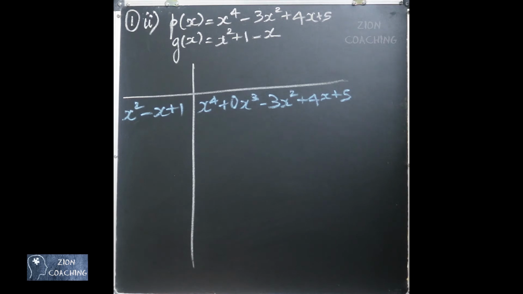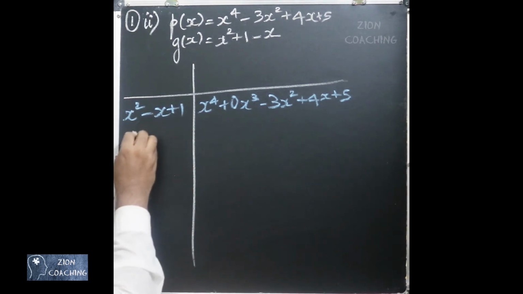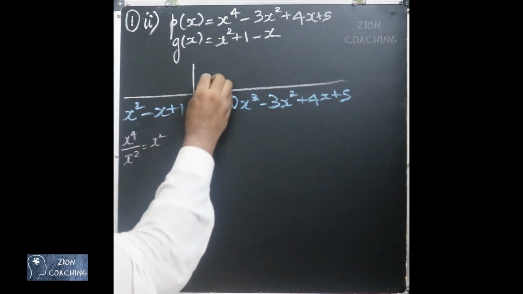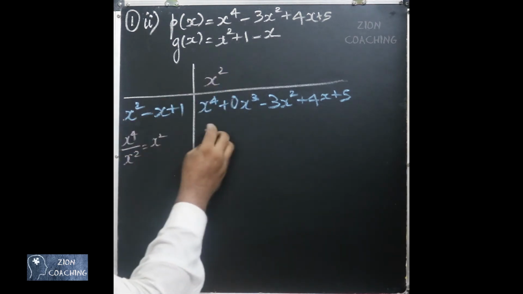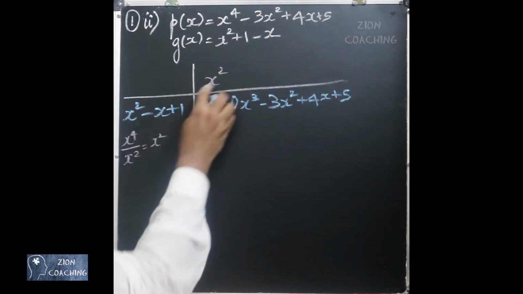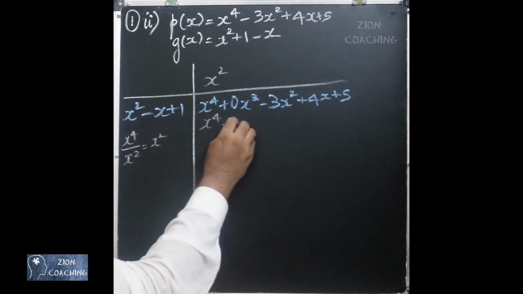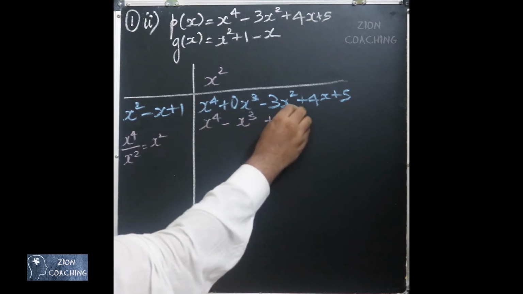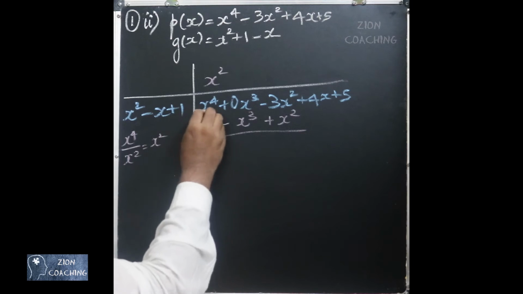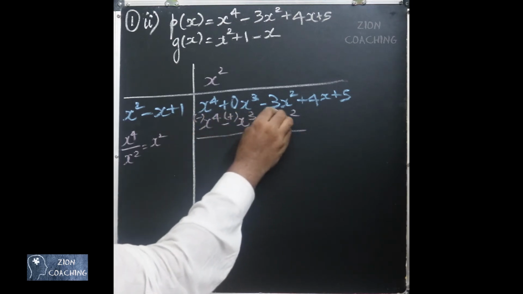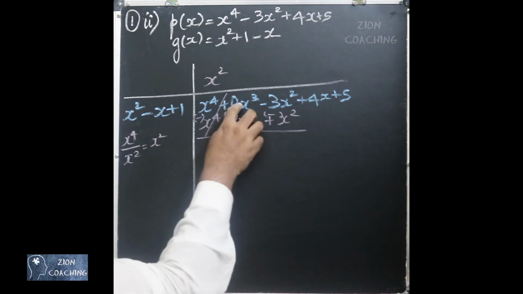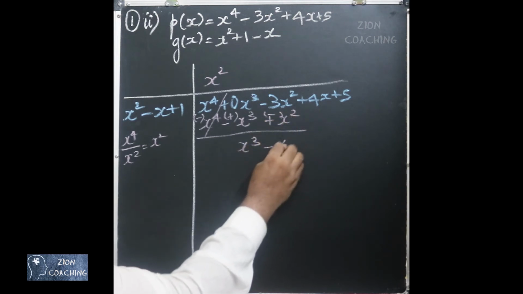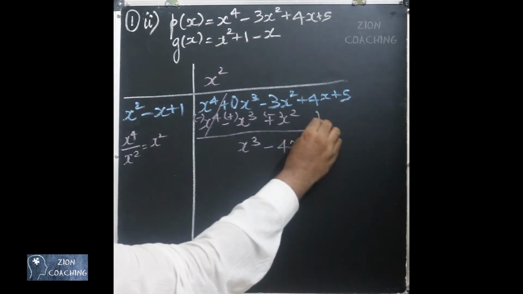Now x power 4 divided by x squared is going to give you x squared. So we are going to multiply the entire divisor by x squared. X squared into x squared is x power 4. X squared into minus x is minus x cube. Then x squared into 1 is x squared. Now when you are subtracting, change the symbol, then add. This will get cancelled. 0 plus x cube is x cube. Minus 3 minus x squared is minus 4x squared. Then bring down that 4x.